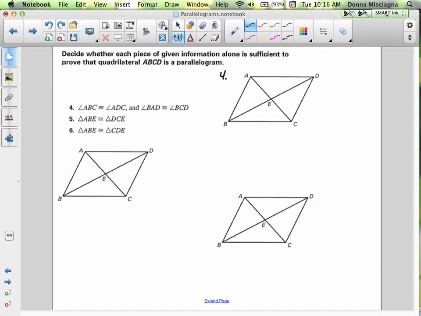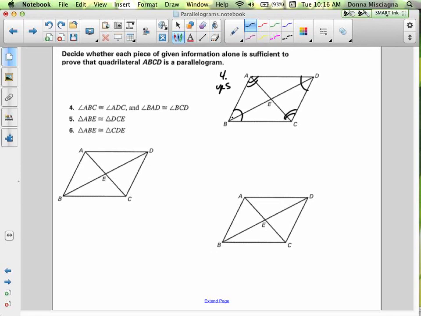Number 4. Angle ABC is congruent to ADC. Did I write the wrong ones? Oops, sorry, my eyes went down. I marked the wrong thing. Angle ABC is congruent to angle ADC. I misread that. And angle BAD, which is this one here, is congruent to angle BCD. This one will be a yes.